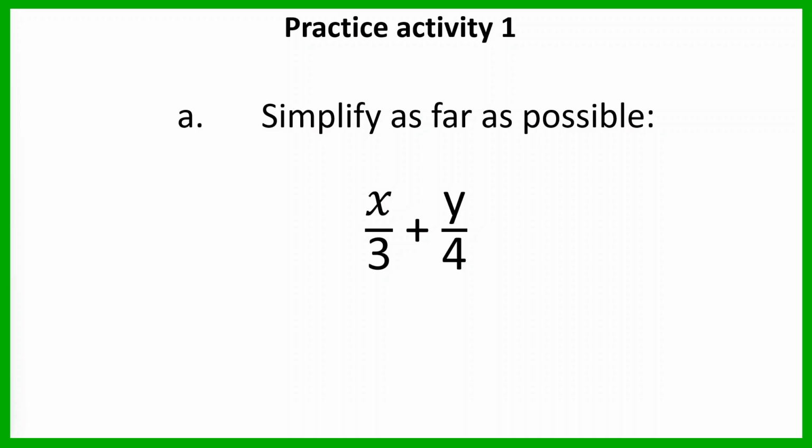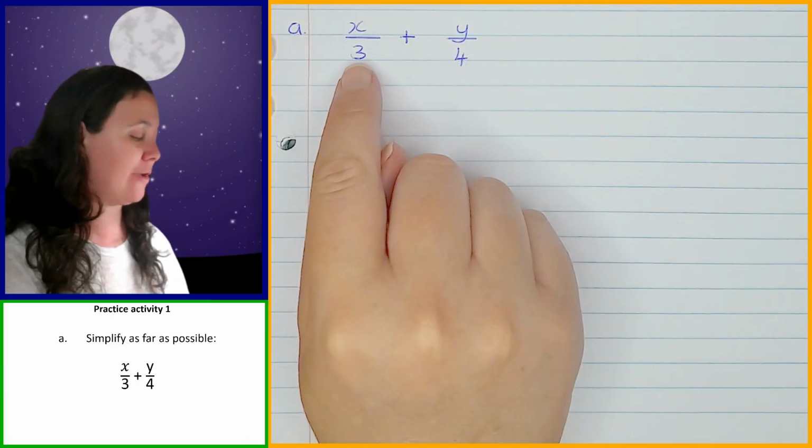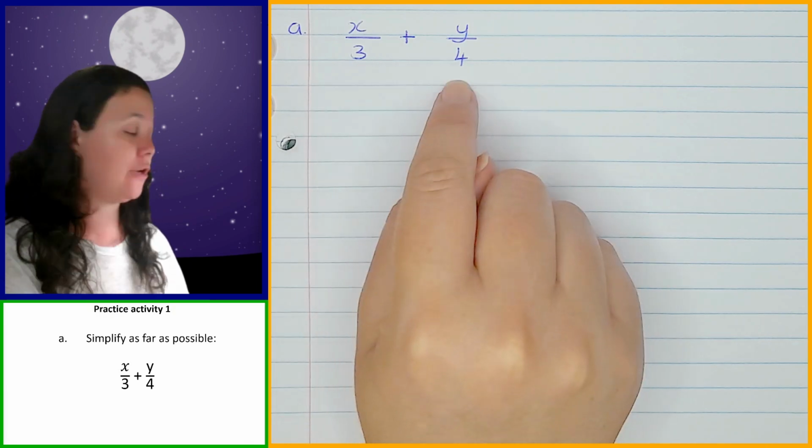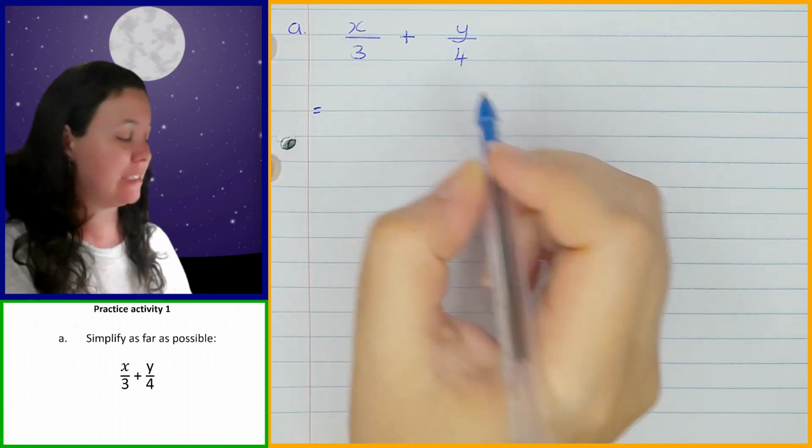Okay, so let's go through that question and see what you should have got. First of all, we need to find our LCD. I've got denominators over here, 3 and 4. The lowest number that both of those can go into is 12. So my LCD is going to be 12.